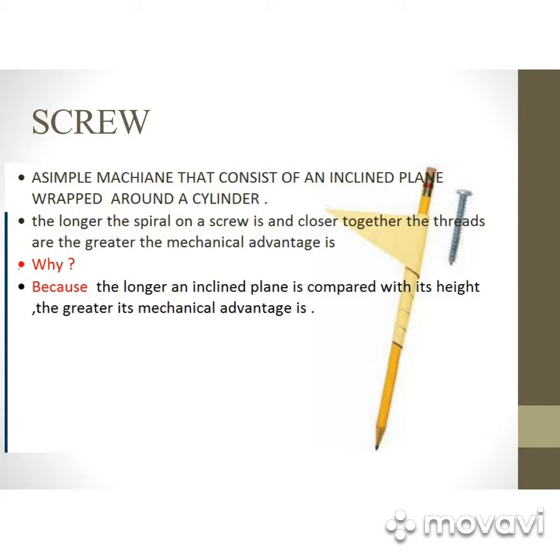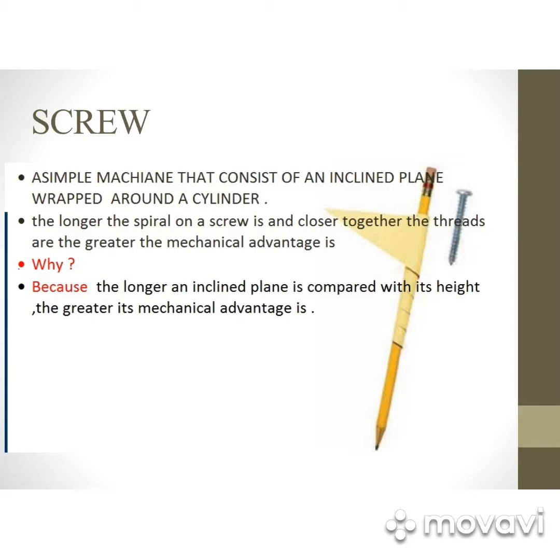Now you already know that we talked about the mechanical advantage of all the simple machines, and we will talk about the mechanical advantage of a screw also. How can we increase the mechanical advantage of a screw? Well, the longer the spiral of a screw is and the closer the threads are, the greater the mechanical advantage is. Why? Because the longer the inclined plane is compared with the height, the greater the mechanical advantage is.